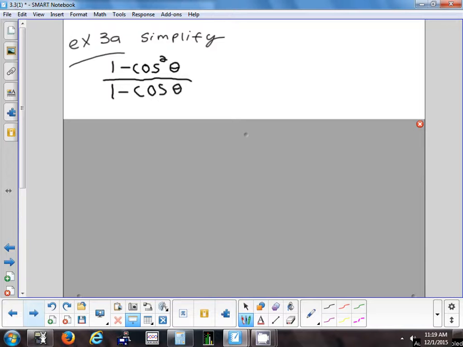This one says 1 minus cosine squared divided by 1 minus cosine. How come our trick we've been using up until now won't work? Change everything to sines and cosines. It's already all cosine. Everything here already is sines or cosines, so that trick's not going to work on this problem.